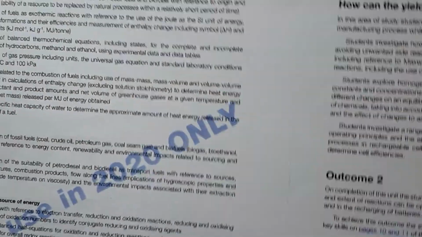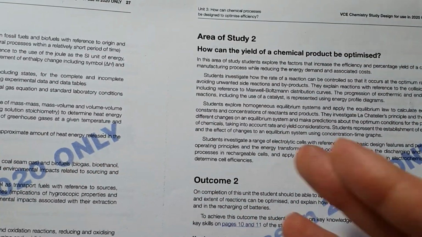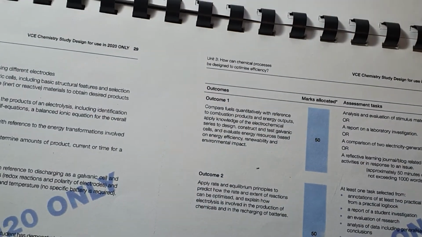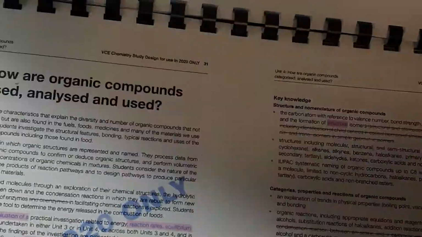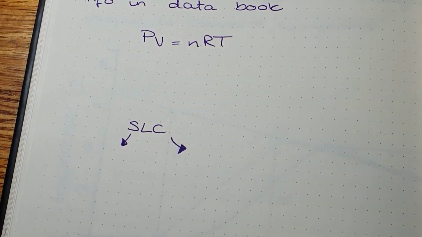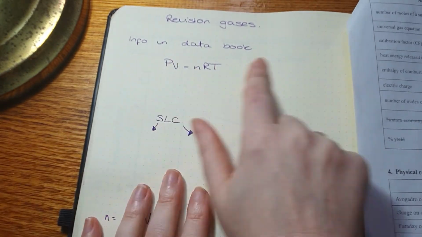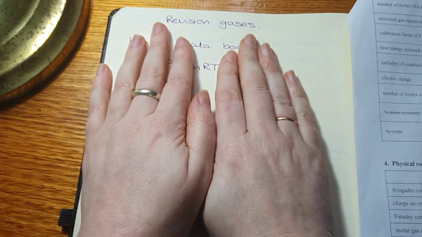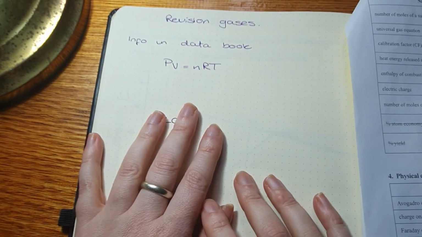Remember, this is your study guide, so this is giving you an outline of everything you need to know. If you think there's something in here you have no idea what it means, let me know and we'll go back over it. What we're looking at today is we're going to just revise some of the gases, and we're going to use the information from the data book to give us that background to help us out.